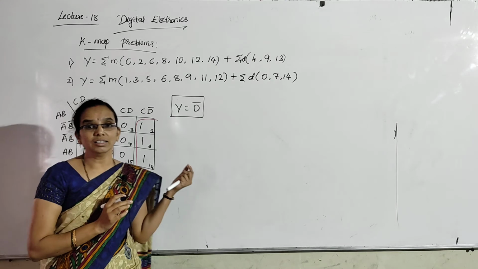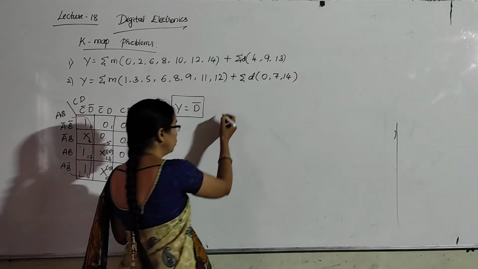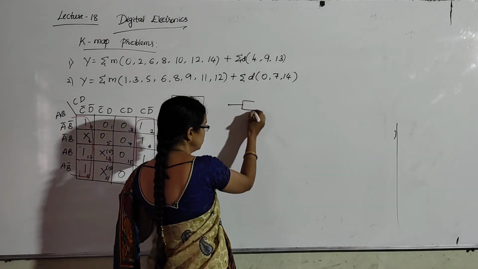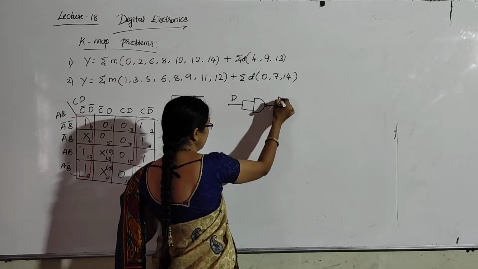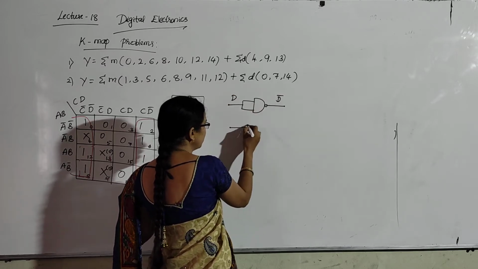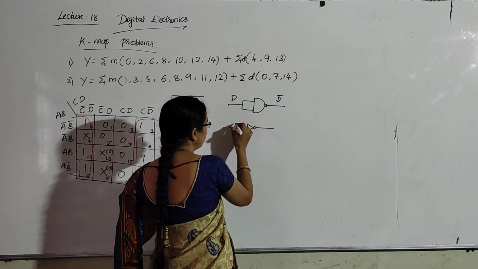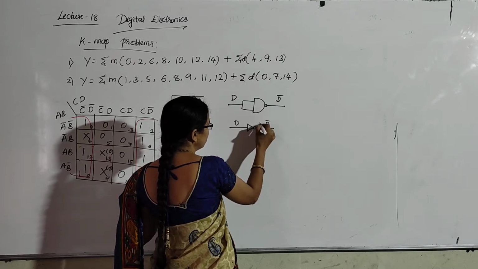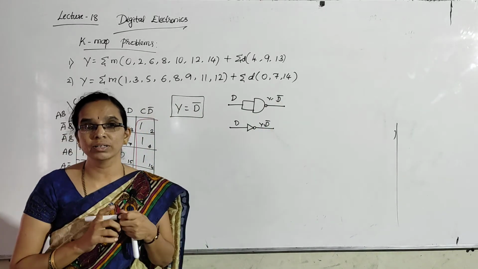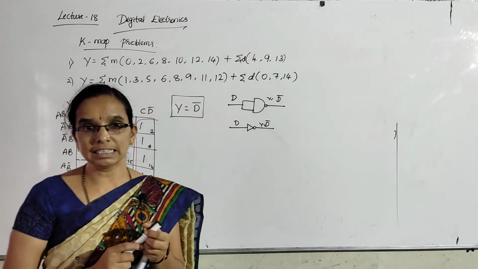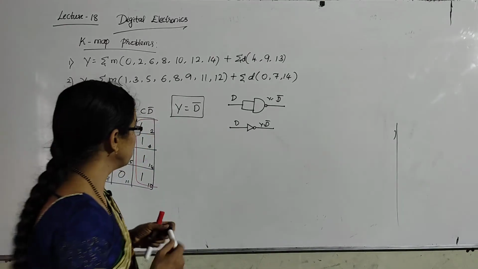They have asked for a logic circuit, so it is very simple. Using NAND gate, it is D and D bar. Using basic gates, you just include a NOT gate, that is D and D bar. That's all. Very easy problem. Nobody tried this, I guess. It's okay. Next one.